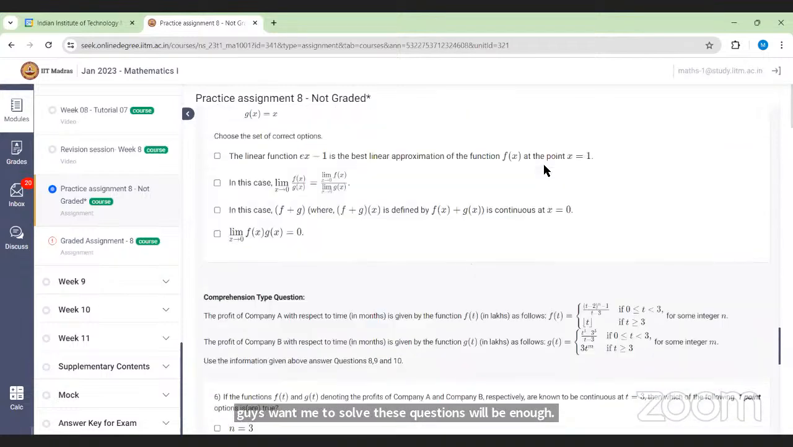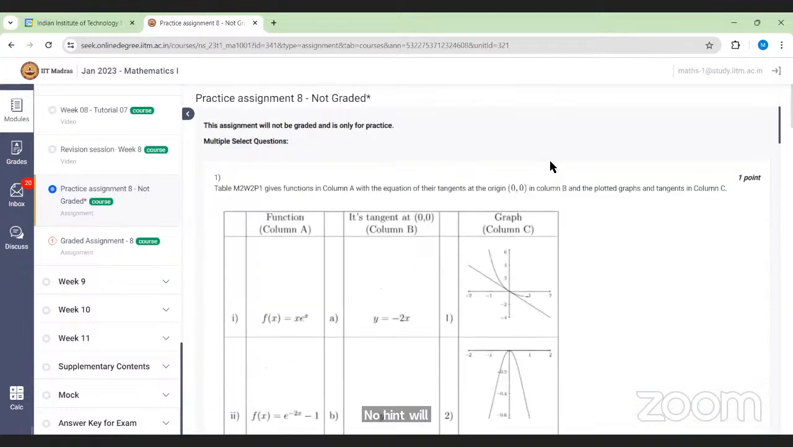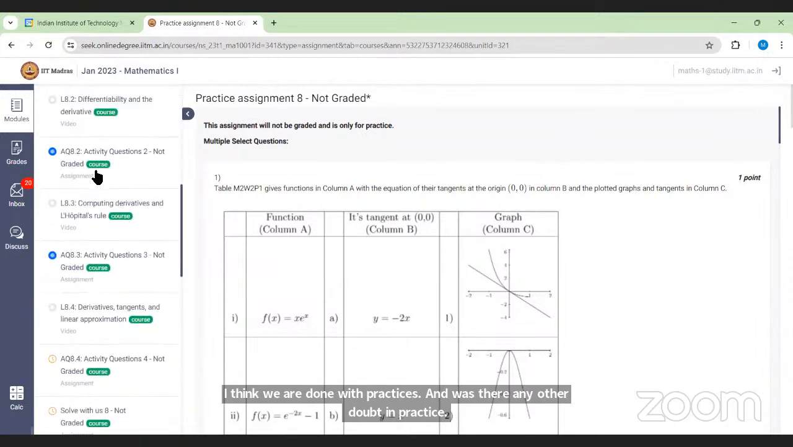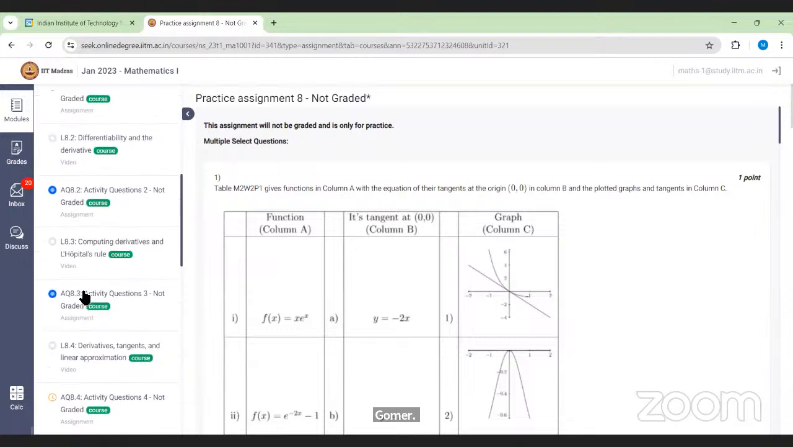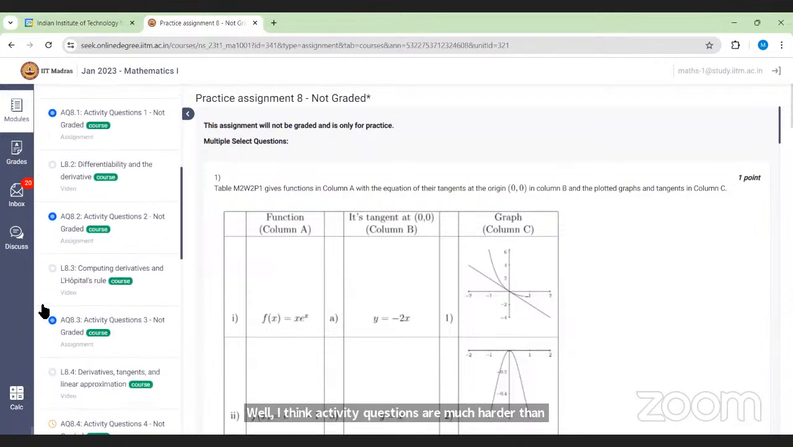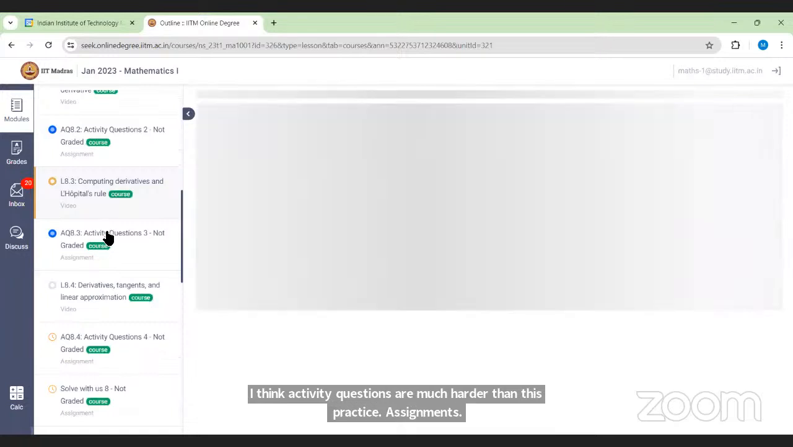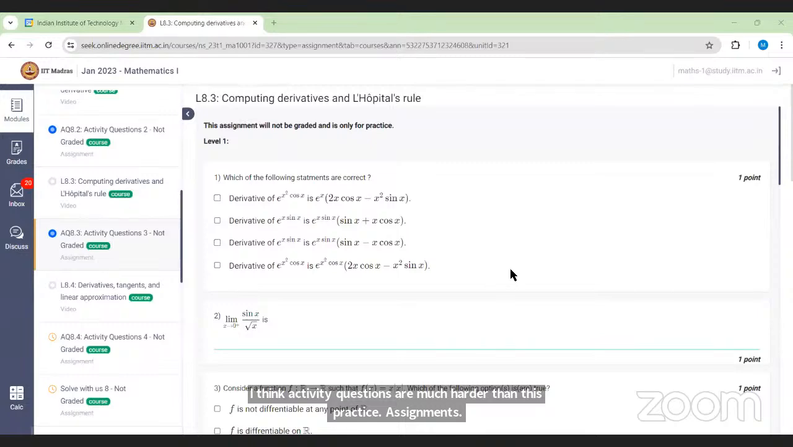Fine. So I think we are done with the practice assignment. Is there any other doubt in the practice assignment? I think activity questions are much harder than these practice assignments. Okay, now let's go to 8.3. Which question did someone ask? Question number 9.